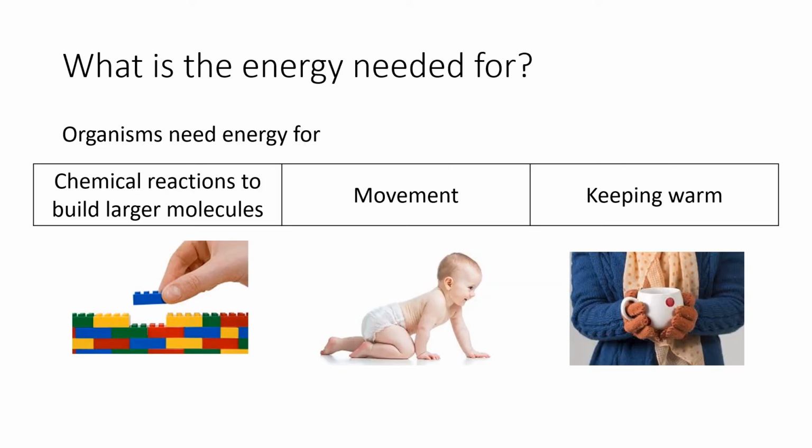Why do we have this energy release? What do we need this energy for? Well, animals use it for three purposes. The first purpose is that we use the energy to get the chemicals that are absorbed in digestion, and we rebuild them into larger molecules. The energy is also needed for movement, and the energy is also needed for keeping warm. Without respiration, those three processes would not occur.